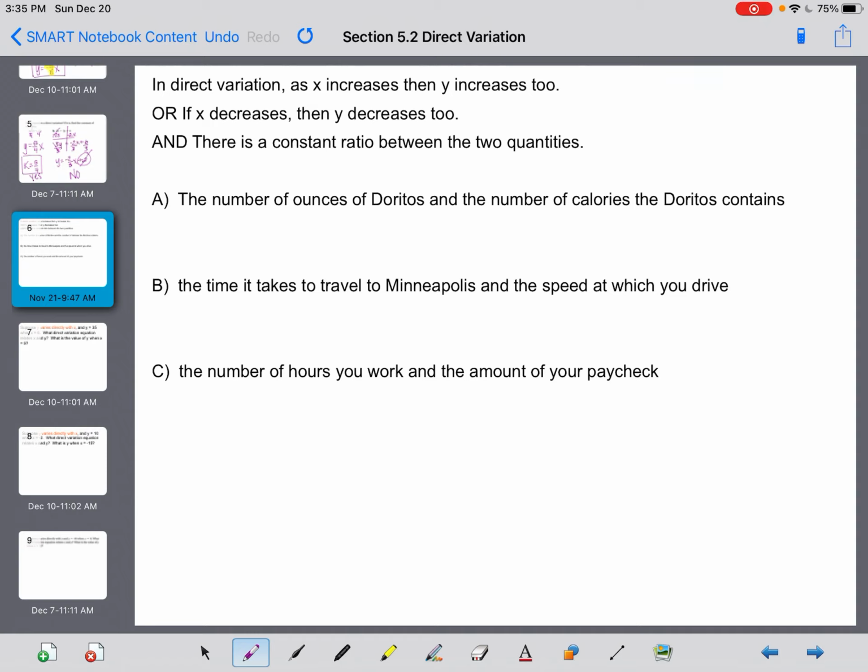Okay, the first one here says that the number of ounces of Doritos and the number of calories the Dorito contains. Okay, in my head, I'm thinking the more Doritos that I have, the more calories we're going to have. So they're both going up. So this yes would be a direct variation.